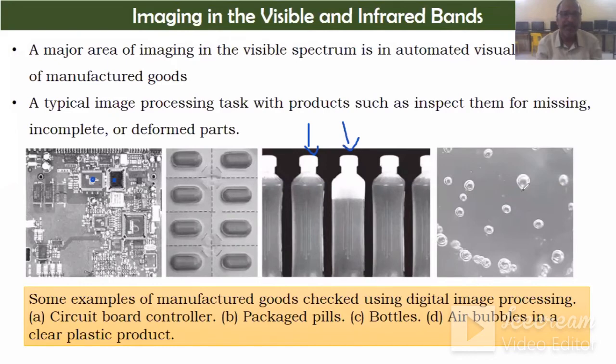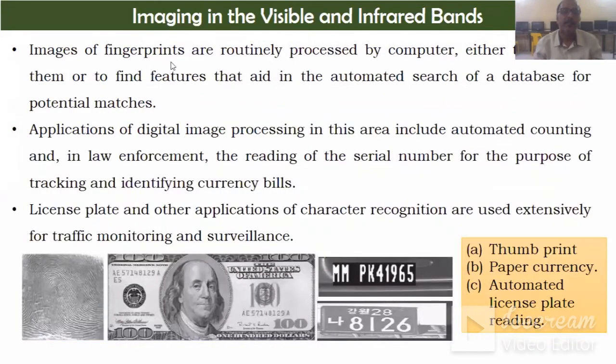So typical image processing tasks with a product, such as inspecting them for missing, incomplete or deformed parts or some damaged part. These are some of the other examples of visible bands. In the visible band, for example, we check whether that particular product is complete, whether any parts are missing, whether it is filled, or whether it has any defect. So such parts will be identified using the visible band. Okay, so this is another application of the visible band.